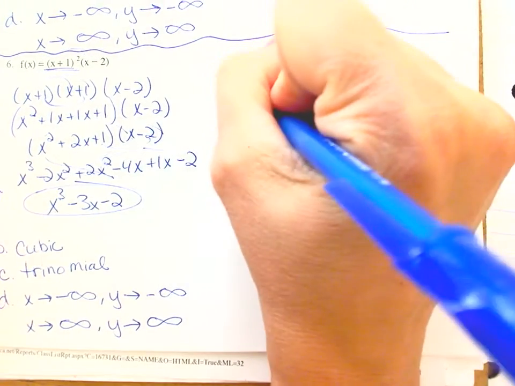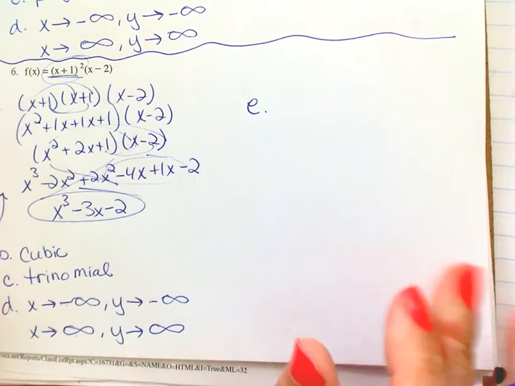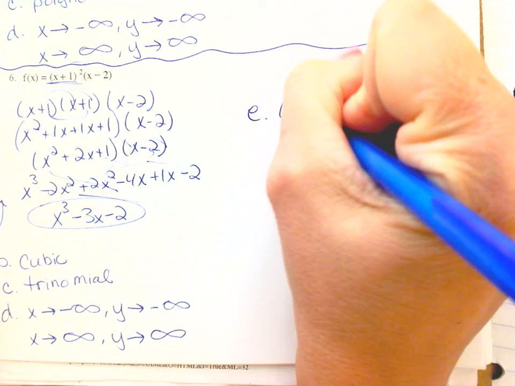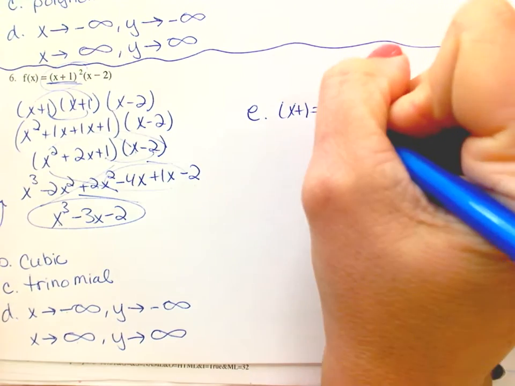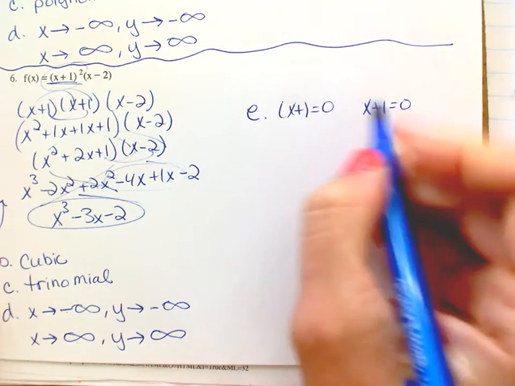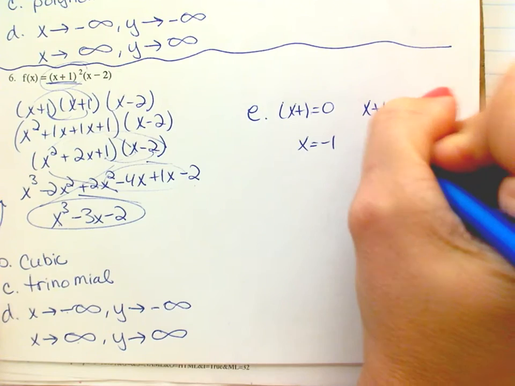And again, in part E, you need to refer back to the factored form that we started with. So if you wanted to, you could write x plus 1 equals 0, x plus 1 equals 0. But they're the same, so they're both going to give you -1. So you don't really need to.